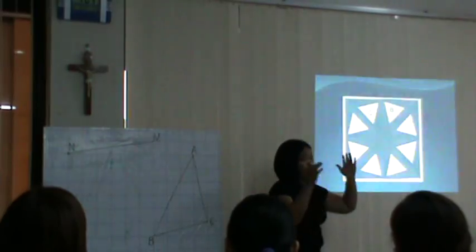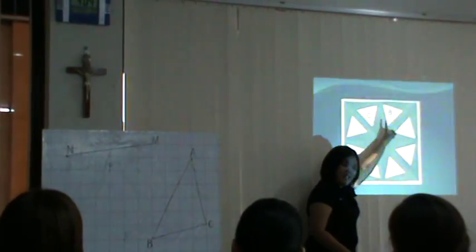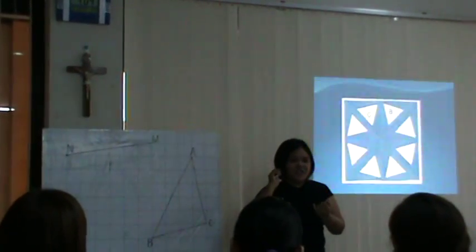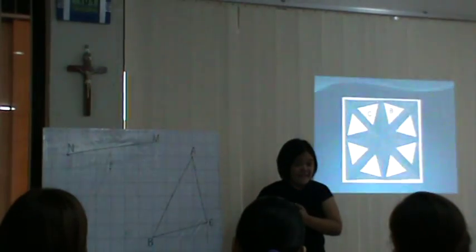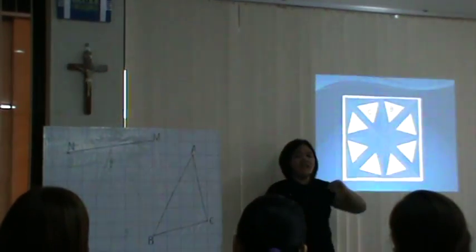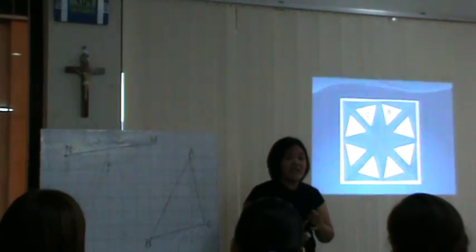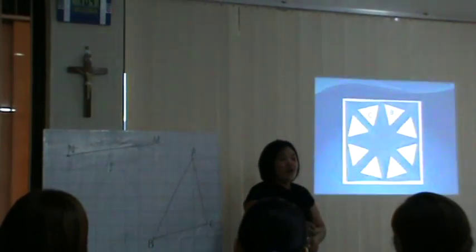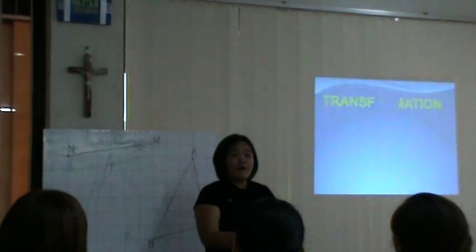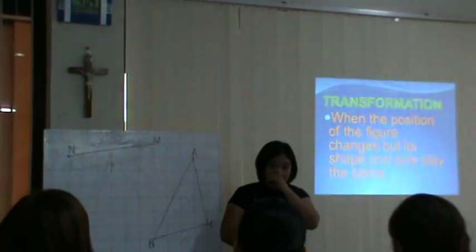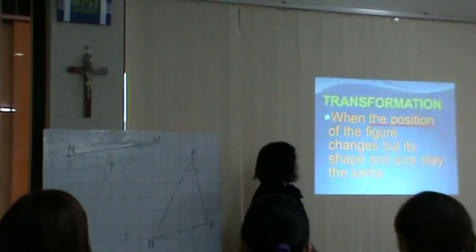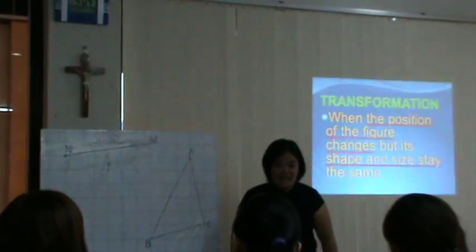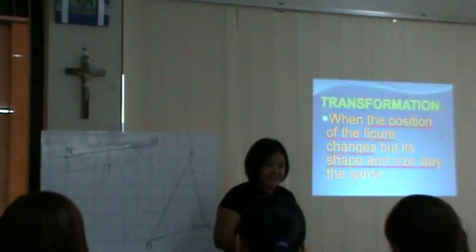So we can see here from point A to point B, the triangle only changed its position or location. It did not change its shape. It did not change its size. Then at the same time, from point B to C, the triangle is still the same triangle, only in a different location. So we call this change in position or location transformation. So transformation happens when the position of the figure changes, but its shape and size stay the same. Okay? Is it clear? Yes.